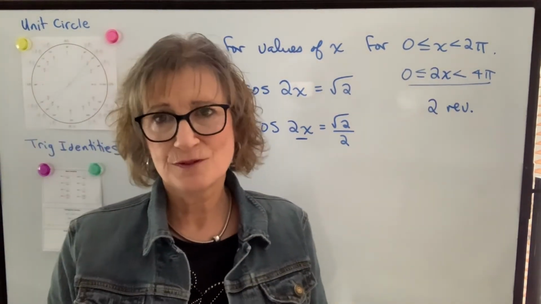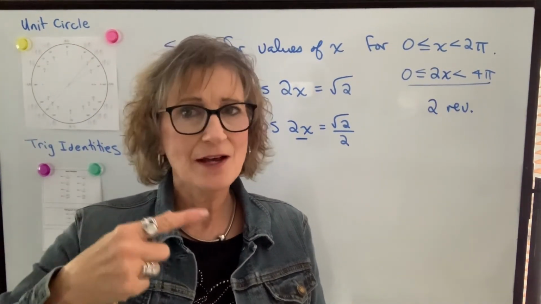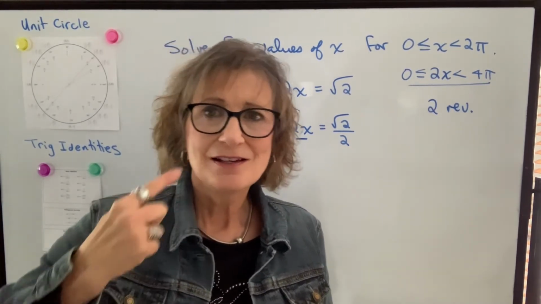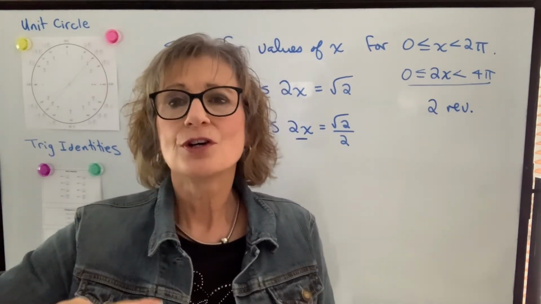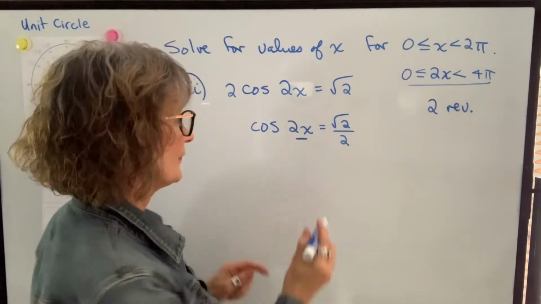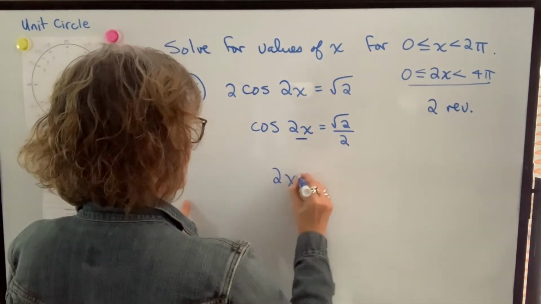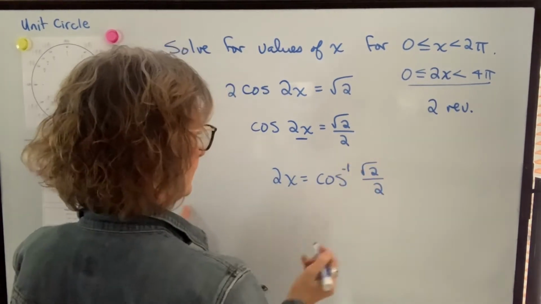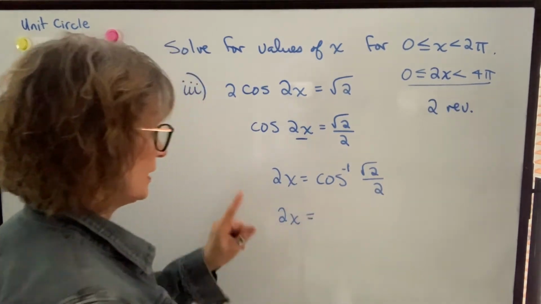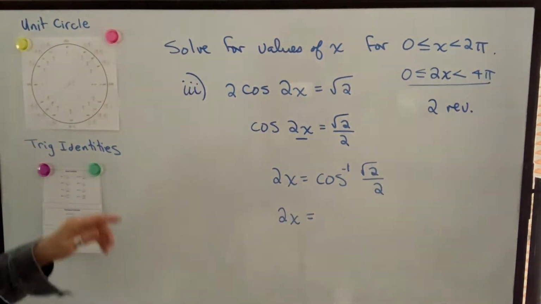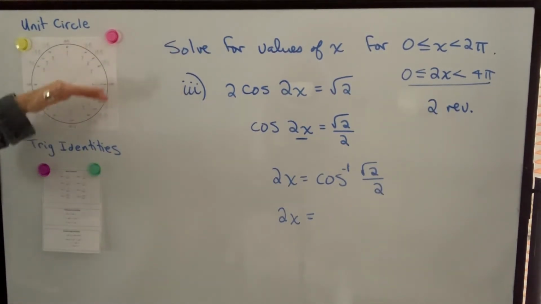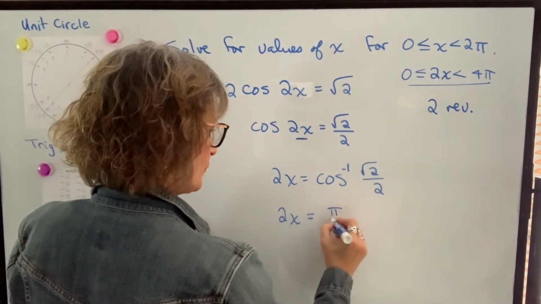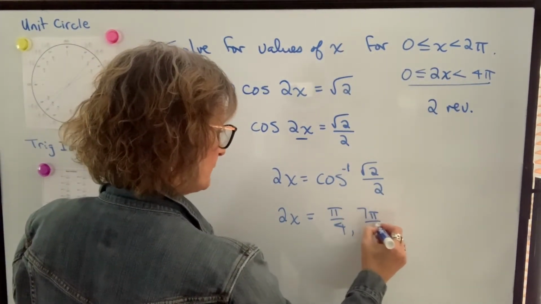That increases the number of solutions. If it's between 0 and 2 pi, that's only going to be 2 answers, typically. But when it's 2x, we're involving 2 rotations, so now we're talking about 4 possible answers. So let's find 2x. So we take the inverse cos of root 2 over 2. In our first rotation, it is a special angle, root 2 over 2. We know cos is positive in quadrant 1 and 4, so we just look at 1 and 4. And our angles are pi over 4 and 7 pi over 4.